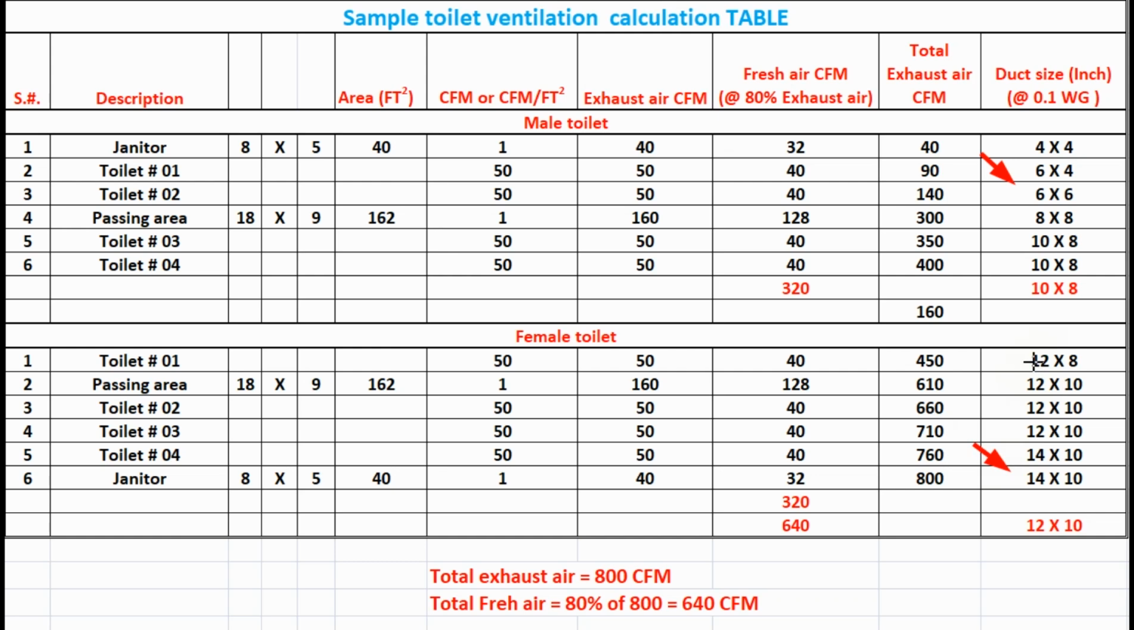Then we have two branches for the fascia having 320 CFM. So for the branch for fascia we need the size 10 by 8 inch, and for the main duct after the two branches for fascia we need the size 12 by 10 inch.